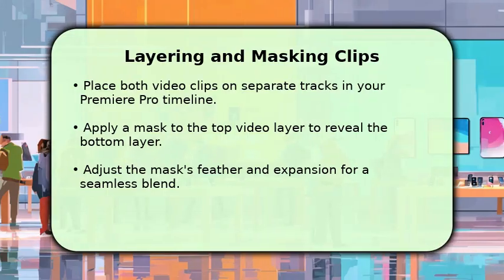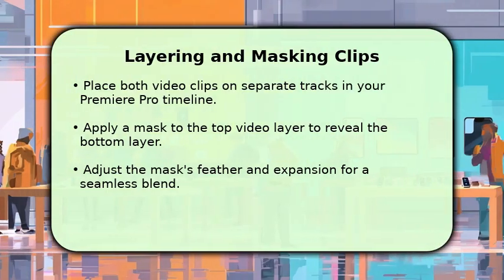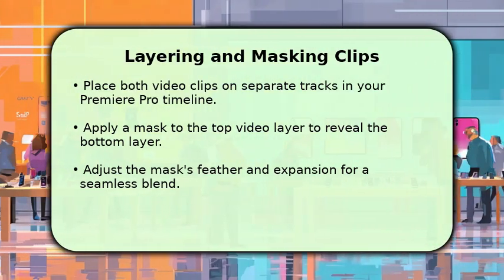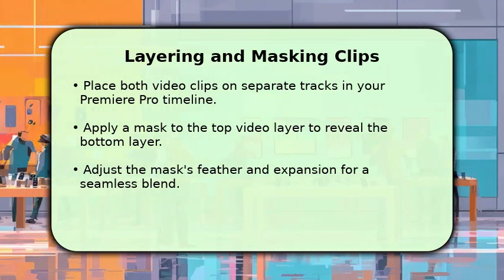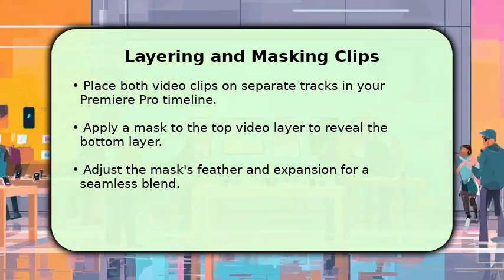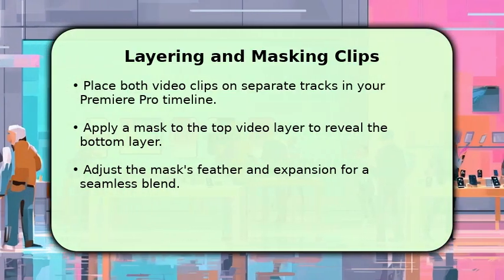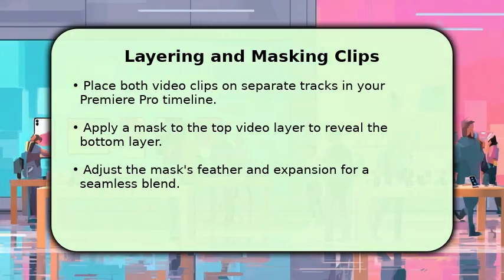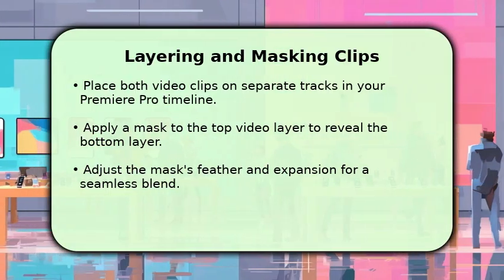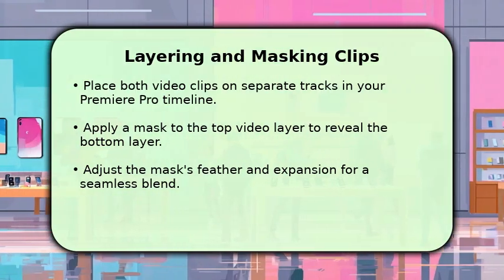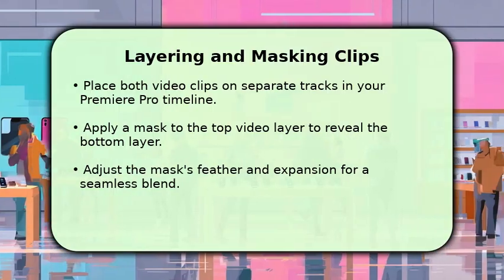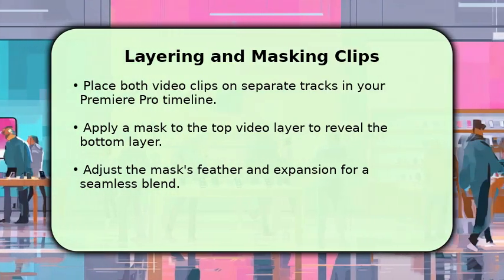Next, bring both of your recorded clips into Adobe Premiere Pro and place them on separate video tracks in your timeline. Drag the second take onto the track directly above the first. Then, select the top clip and navigate to the Effects Controls panel. Here, you'll apply a mask to the top layer, carefully revealing the person on the bottom layer. This creates the initial illusion of two of you.